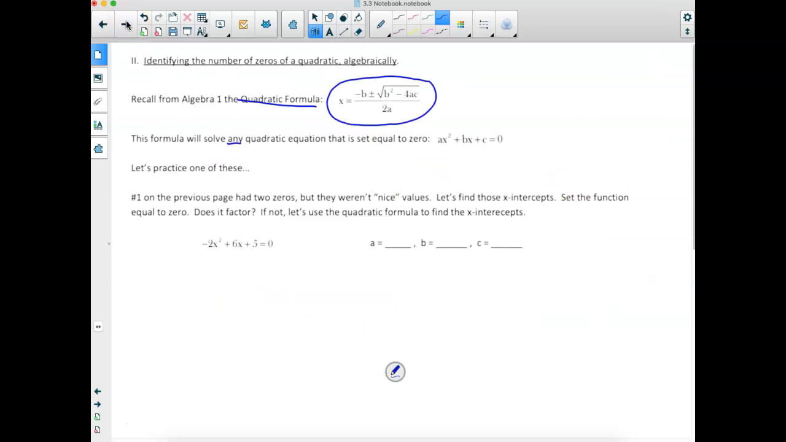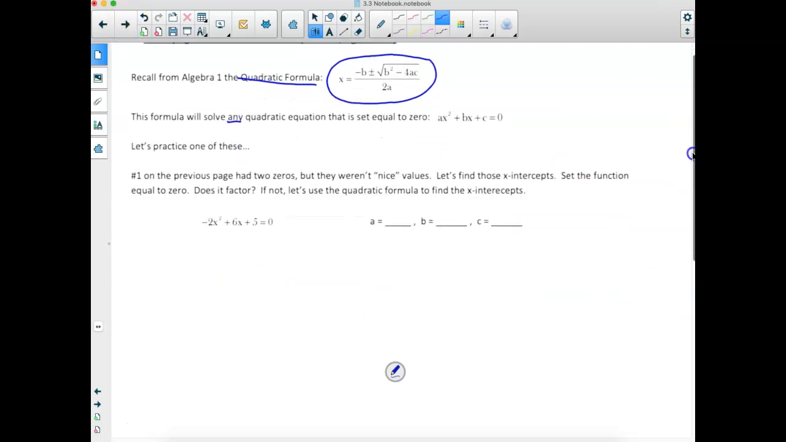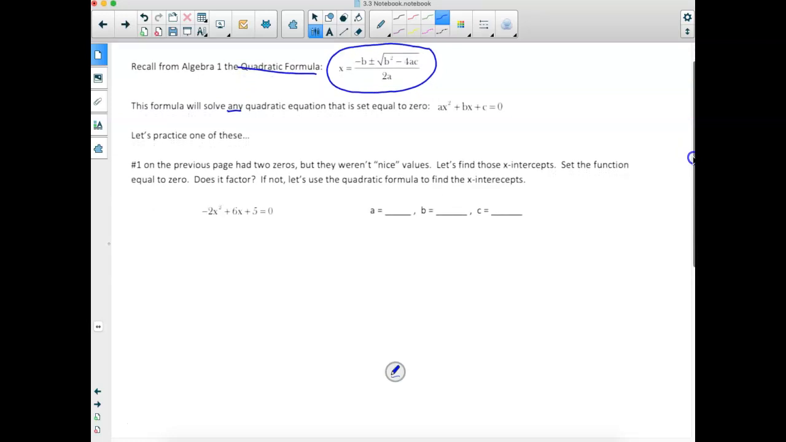So on the previous page, we're going to go through that. Well, actually, no, I'm sorry. That was my vertex that I was talking about, 1.5, 9.5, not my x-intercepts. And if I try to factor this little rat, it doesn't factor. Okay? Does not factor. I can try, and I can try. I will exhaust all of them. So what we need to do is use the quadratic formula.